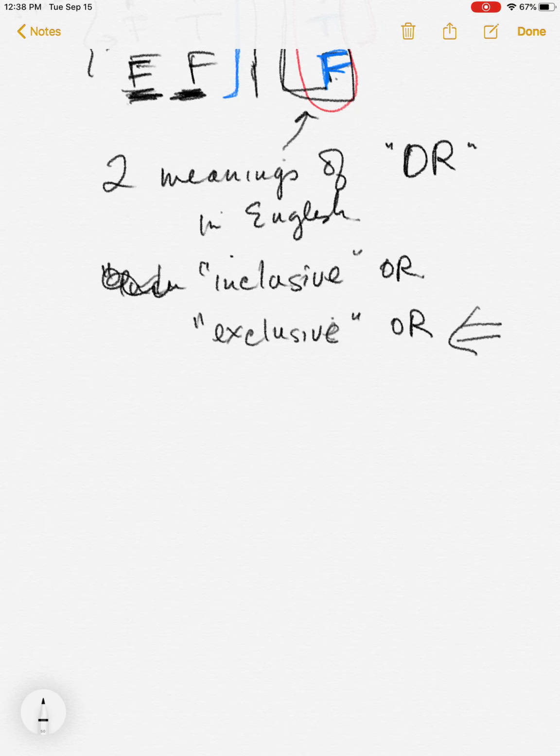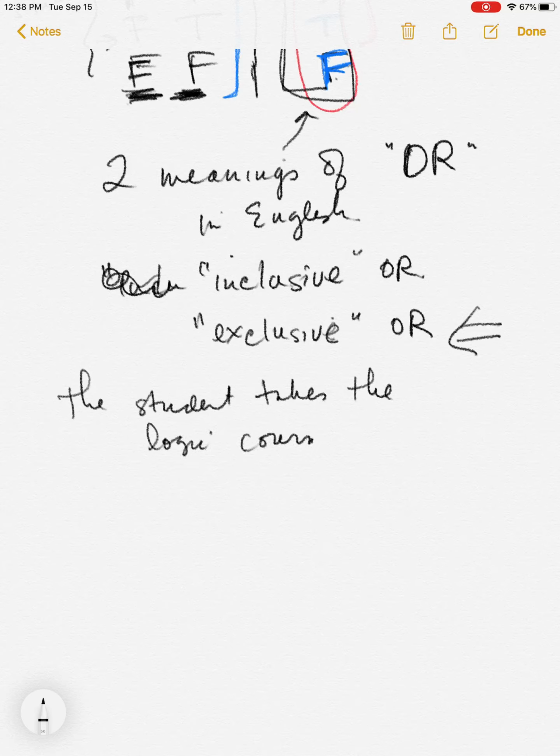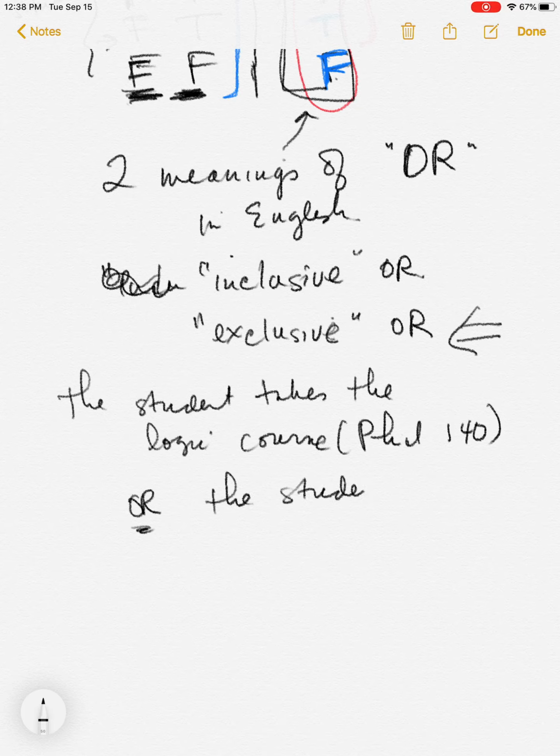So the requirement is given in this way. This is the condition under which you have satisfied the logic requirement. The student takes the logic course, Philosophy 140, or, see there's that or, the student passes the departmental exam. Right, so they have an exam.